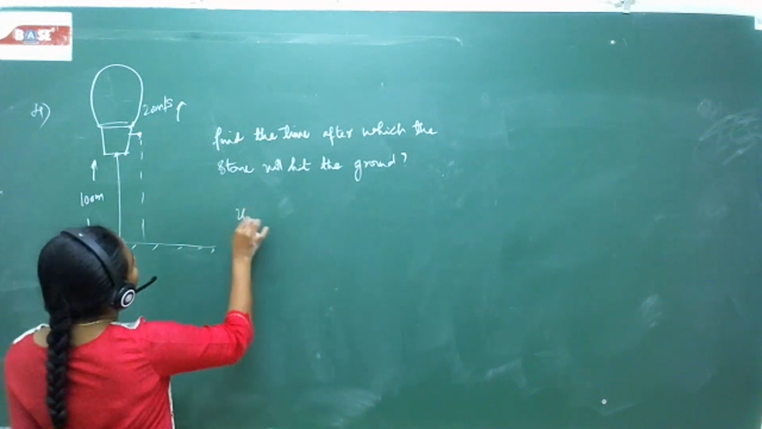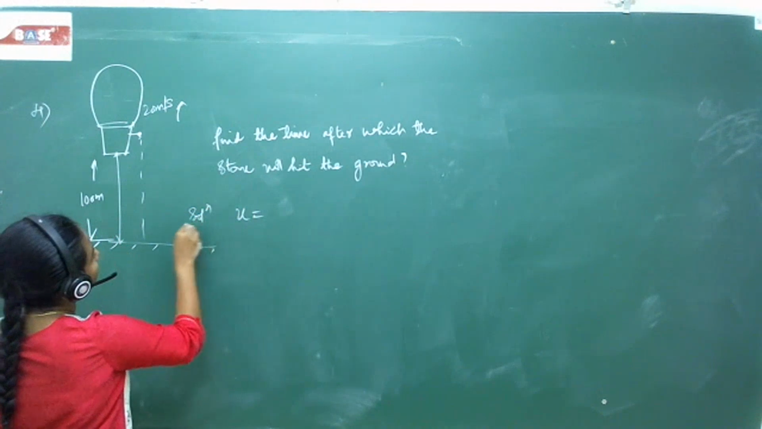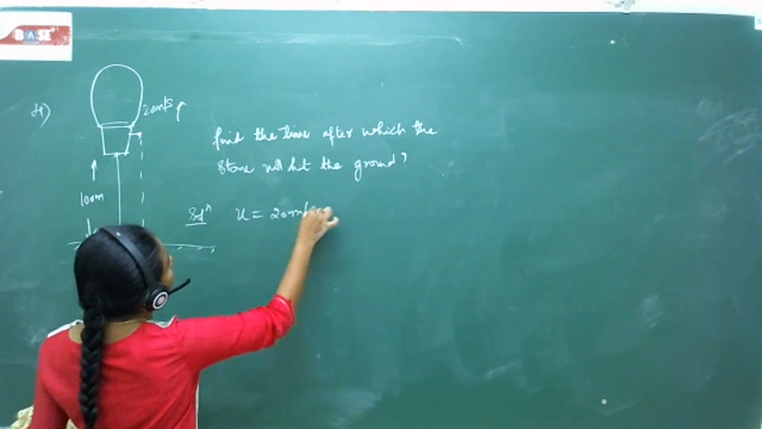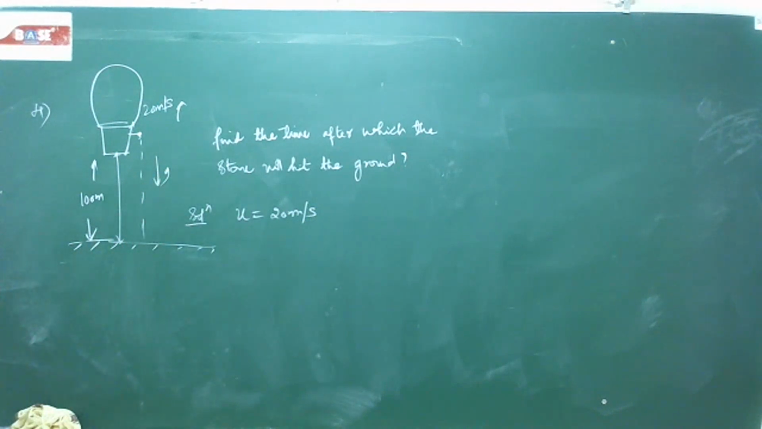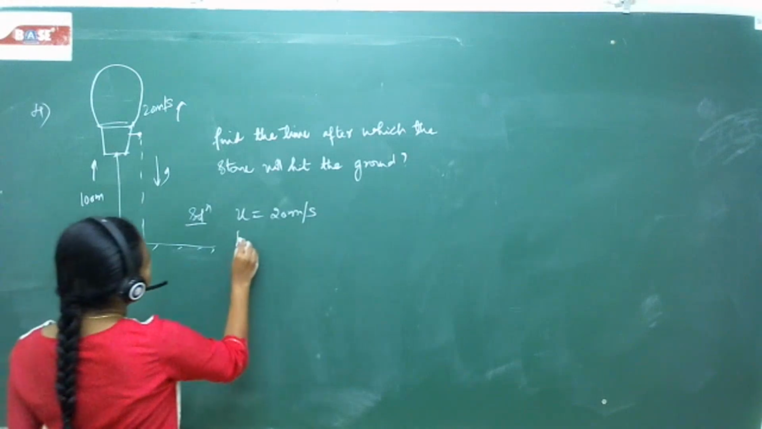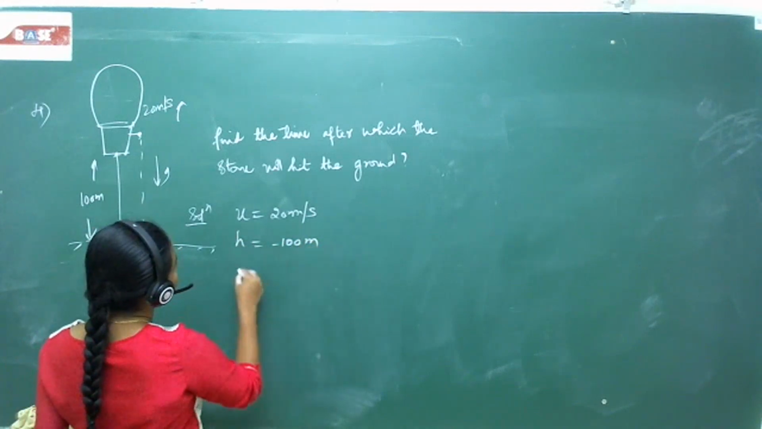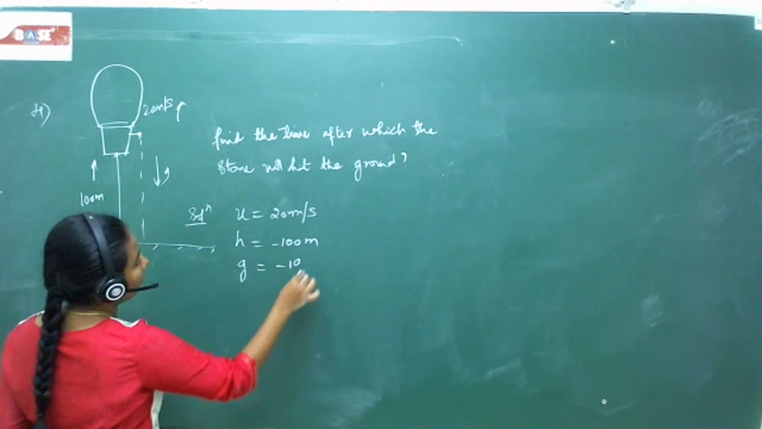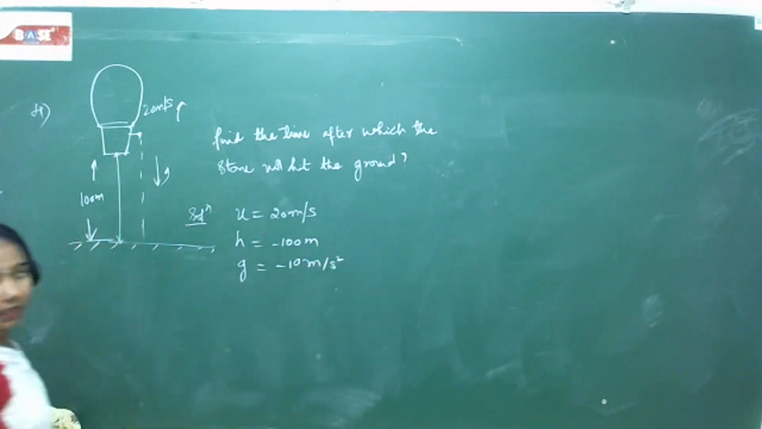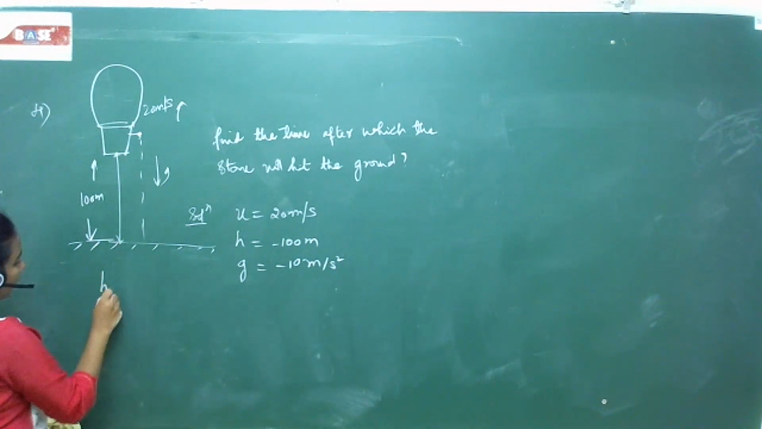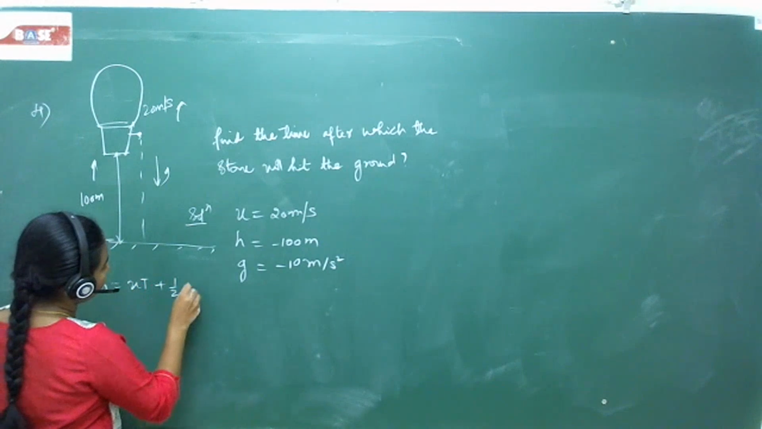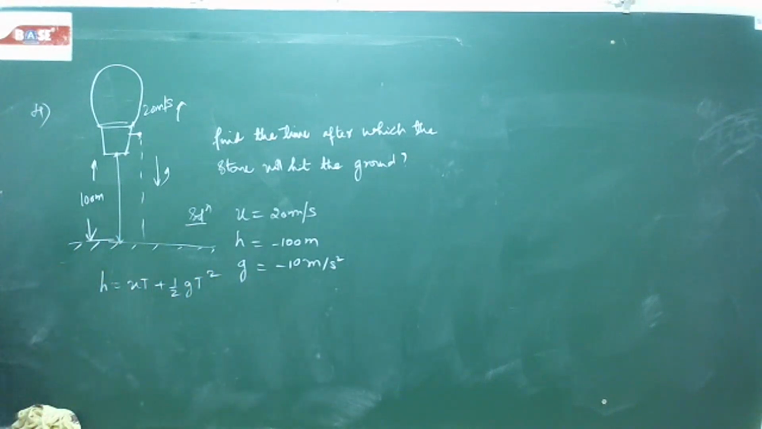So here u is 20 meter per second. g always acts downward, so h is minus 100 meter, and g is minus 10 meter per second square. So here h is equal to ut plus half gt square. Correct. They have asked to find the time.